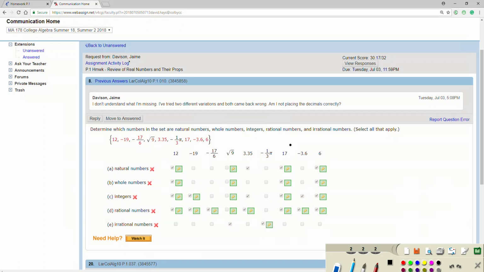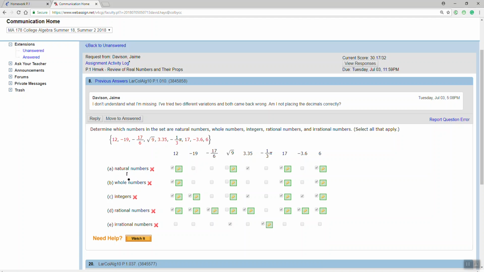There we go. Determine which numbers in the set are natural numbers, whole numbers, integers, rational numbers, and irrational numbers. Natural numbers. Now, natural numbers, remember, is 1, 2, 3, on forever. It doesn't start with 0 and there's no decimals. 12 would be a natural number, so that's why that's marked. Negative, you can't have. Negative, you can't have. Now, square root of 9, you might say, well, that's not one of these, but square root of 9 is equal to 3, which is a natural number, so that's why that one's checked.